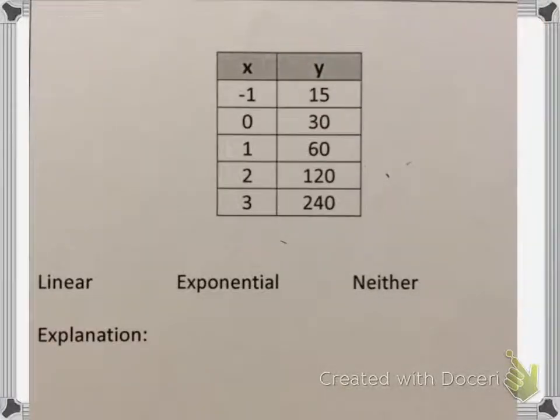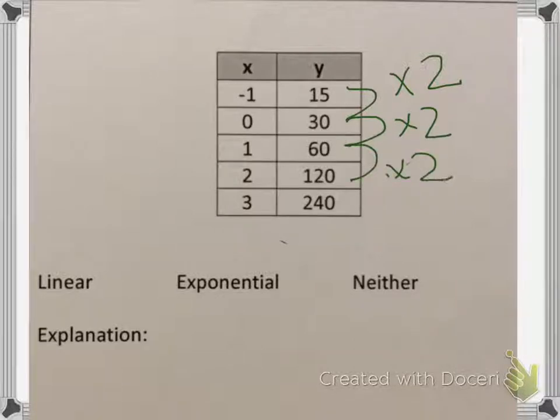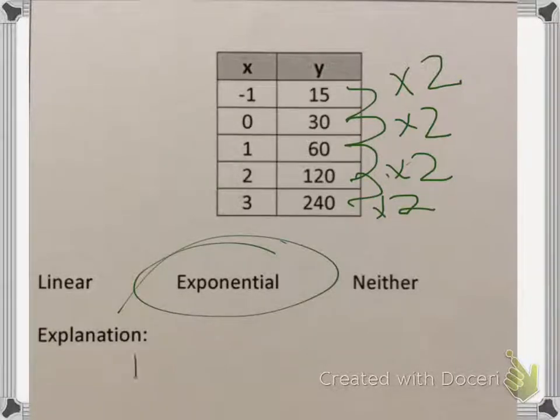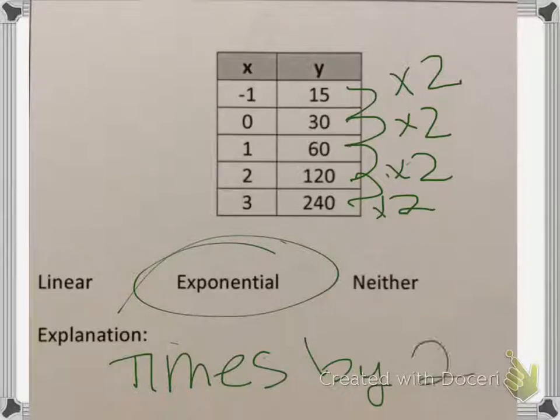All right, next one, again, looking at those y values, checking out that pattern. How do I get from 15 to 30? I either add 15 or times by 2, but I can see that it's times by 2 to get from 30 to 60. I times by 2 to get to 120, and then times by 2 again to get to 240. Because I'm timesing, it's exponential, and that's, again, the reason, or our explanation, is that we're timesing by 2.